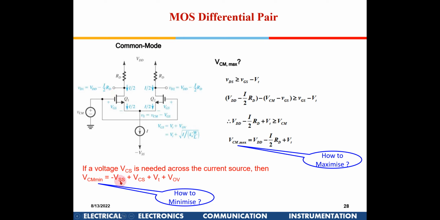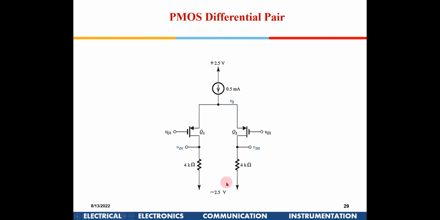What about the lower limit? On the lower limit, VSS is not controllable. VCS is the minimum voltage required for this current source. VT is also not in my hand. V overdrive, now V overdrive is something which I can control by using a larger W by L. I want to minimize this, so I have to reduce VOV. So I can use a larger transistor and reduce the required VOV for a given ID. Is it okay? So this is one more design parameter. To keep VCS minimum, I have to compromise on the area and use large transistors. So I can do a little bit here.